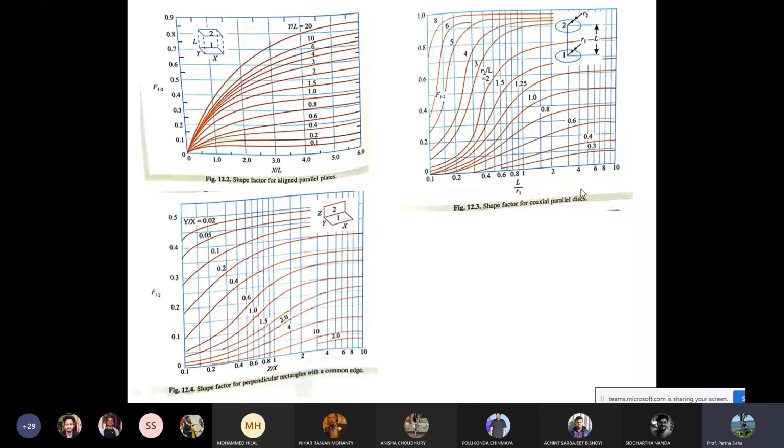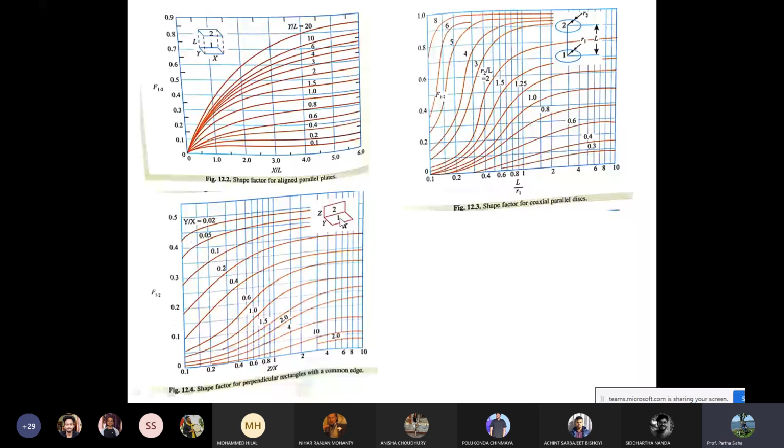This is the shape factor of a coaxial parallel plane, right? Coaxial parallel plane. So actually here it is given L by R1. L is the distance between these two planes, and R1 is the radius of this, R2 is the radius of this. So L by R1, L by R2 is given by this. Okay, let us continue. Shape factor is given in figure 12.3 for planes separated by a distance.